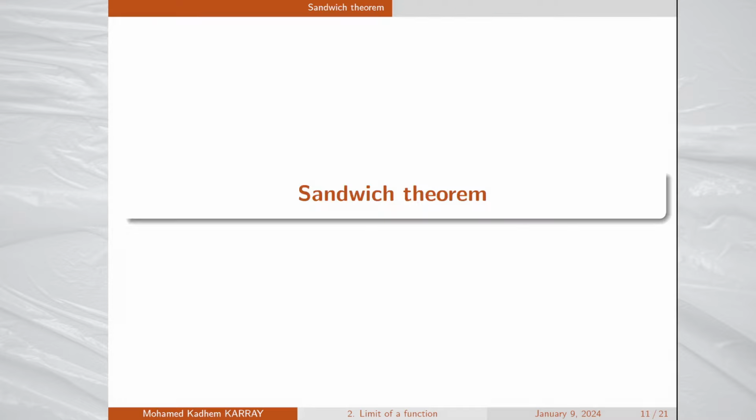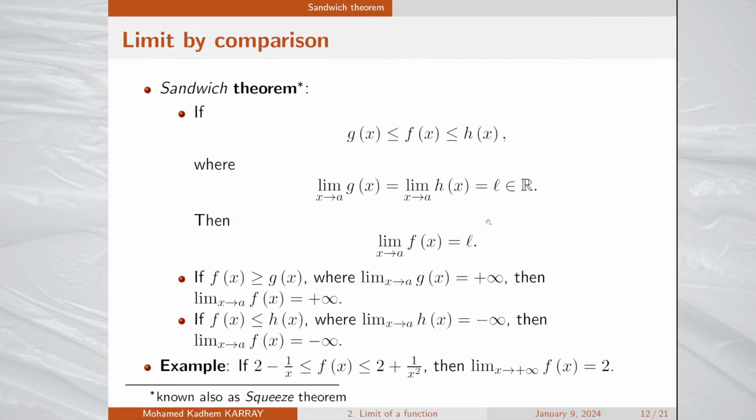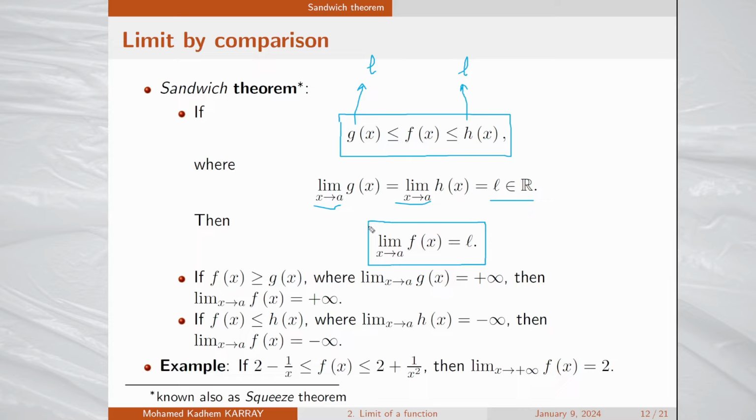We now state the sandwich theorem. This theorem, very useful in practice, says that if a function f is between two functions g and h, where g and h have limits as x approaches a which are the same. Here the limit is L, and here also the limit is L, some real number. Then in this case, the limit of f as x approaches a is also equal to L.